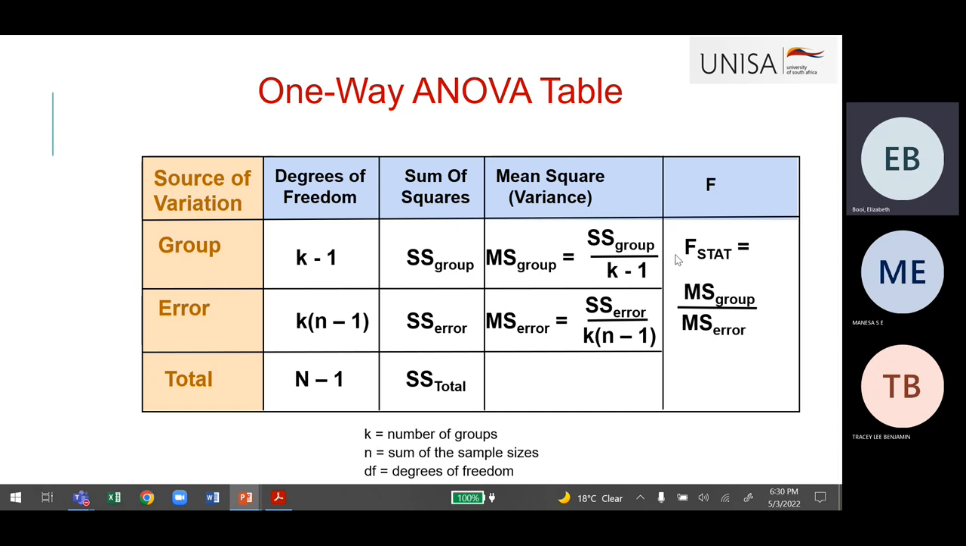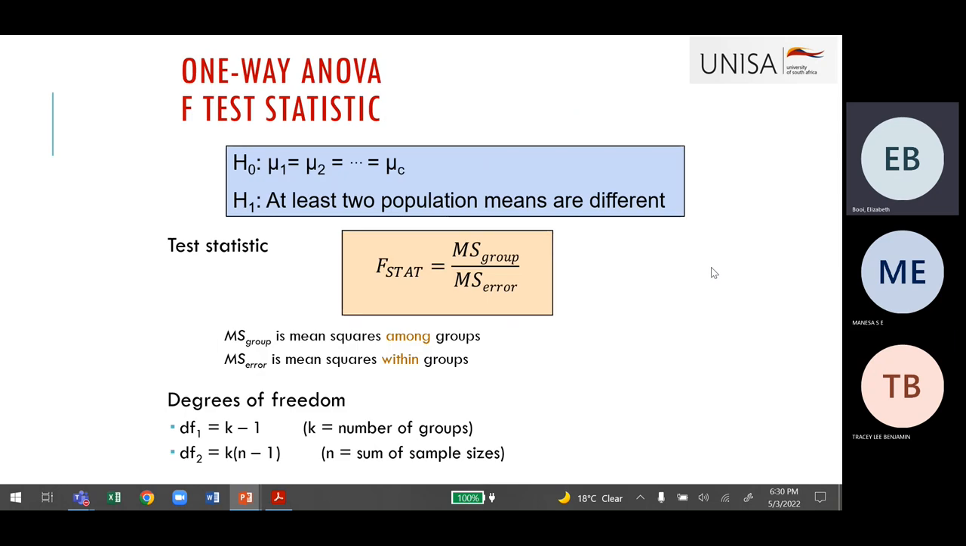But you are not done, because we're doing hypothesis testing, we need to check whether we are going to reject the null hypothesis or accept the null hypothesis. Therefore, you need to go and find your critical value. And to find the critical value, we're going to use the degrees of freedom.